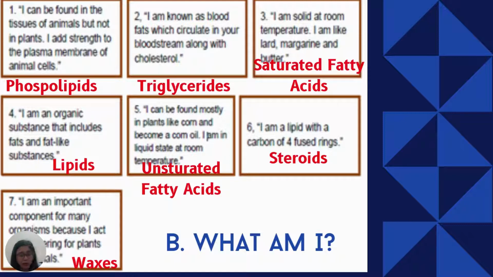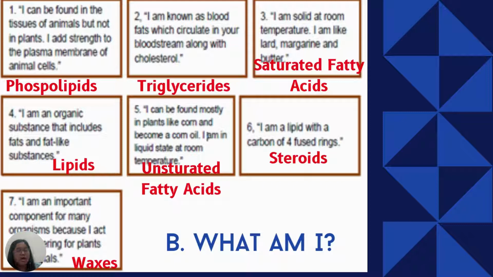For number 3, I am solid at room temperature. I am like lard, margarine, and butter. The answer is saturated fats. Number 4, I am an organic substance that includes fats and fat-like substances. The answer is lipids. For number 5, I can be found mostly in plants like corn and become corn oil. The answer is unsaturated fats.